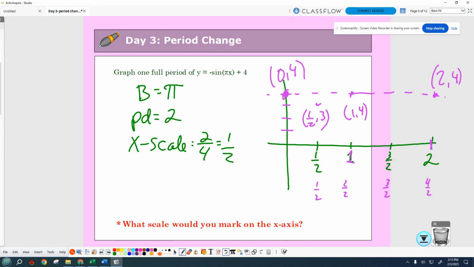Sine normally goes up, but this is a negative on it, so it's gonna go down. And then at this one, it's gonna go up 1. And there's your curve.